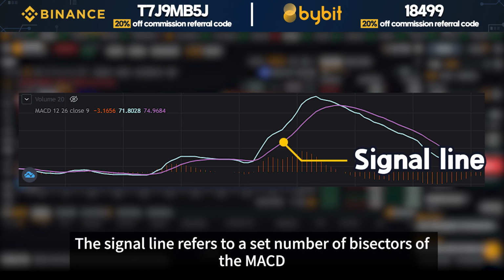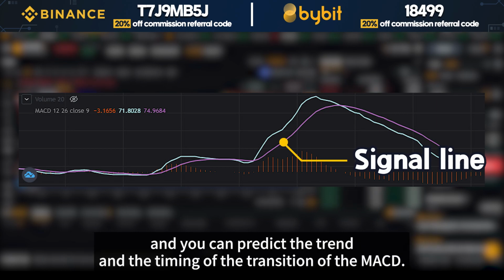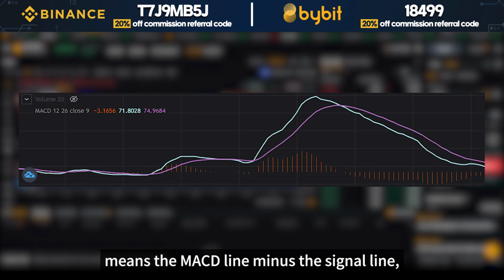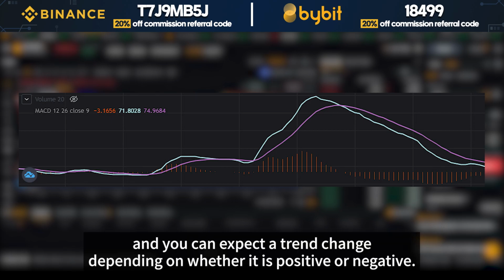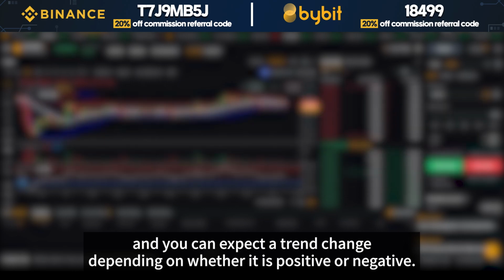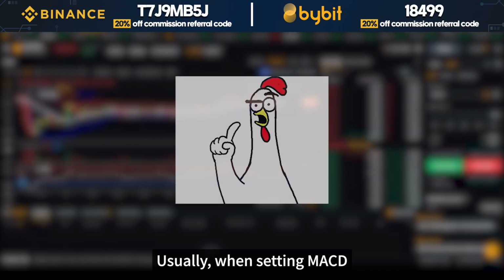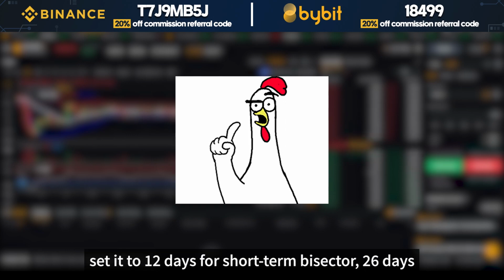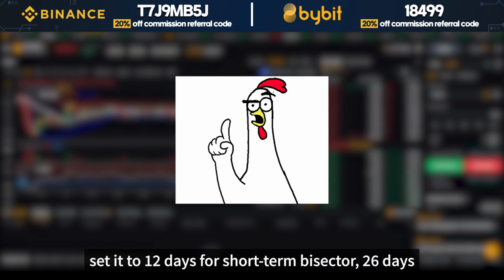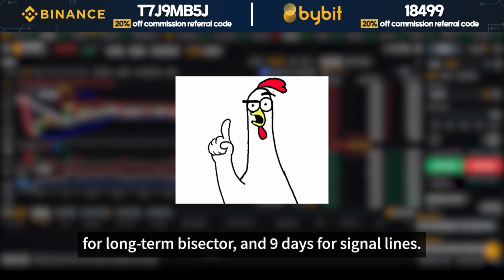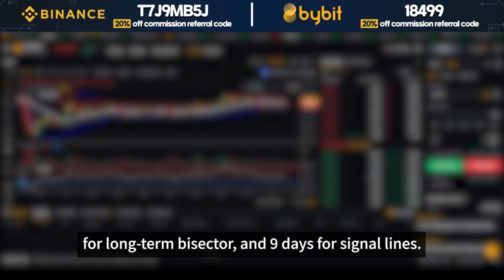The signal line is a moving average of the MACD over a set number of days, and you can predict the trend and the timing of the transition of the MACD. Histogram means the MACD line minus the signal line, and you can expect a trend change depending on whether it is positive or negative. Usually, when setting MACD, set it to 12 days for the short-term moving average, 26 days for the long-term moving average, and 9 days for the signal line.